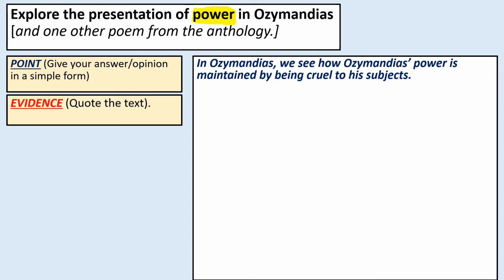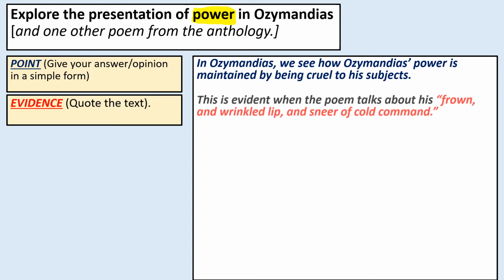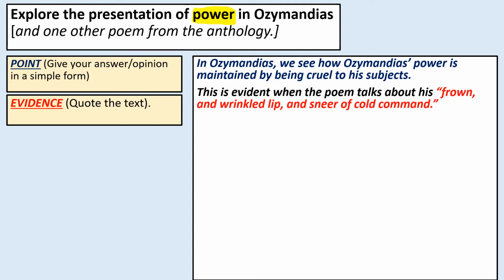So off the top of my head, I know that his face is quite cruel in the statue. I know he's got a massive statue. I know he's quite arrogant when he's using those imperative verbs to God. But I think for today, I'm going to talk about the facial expressions in his statue. So this is evident when the poem talks about his frown and wrinkled lip and sneer of cold command.